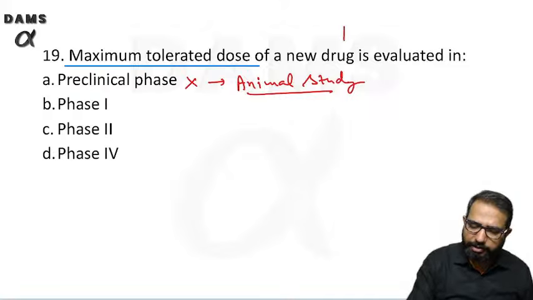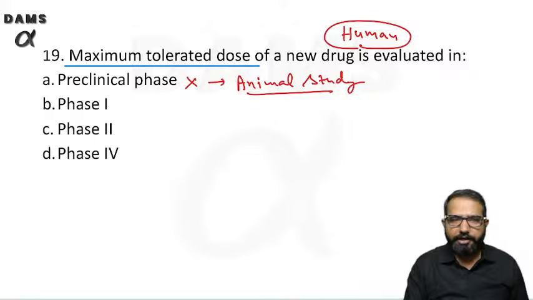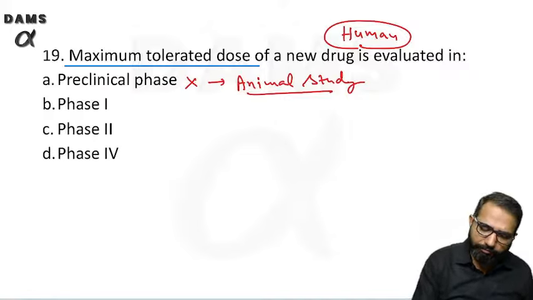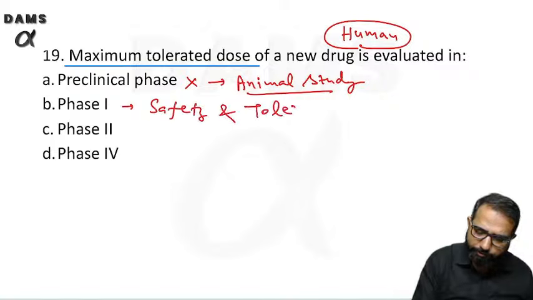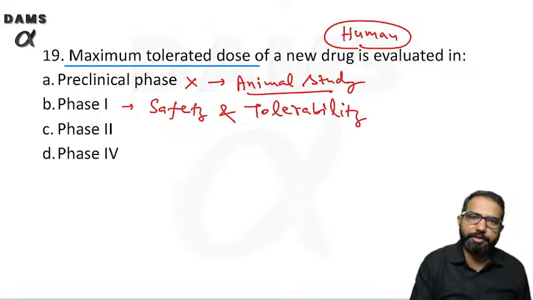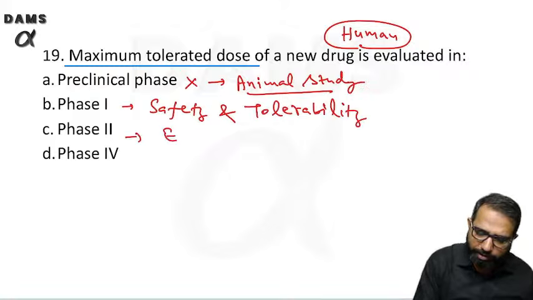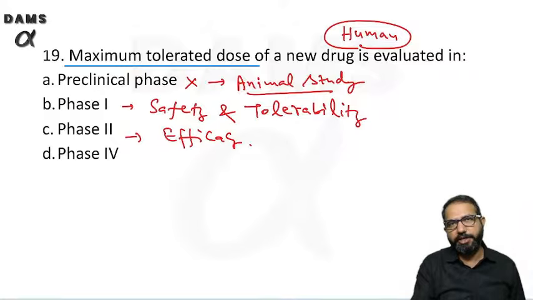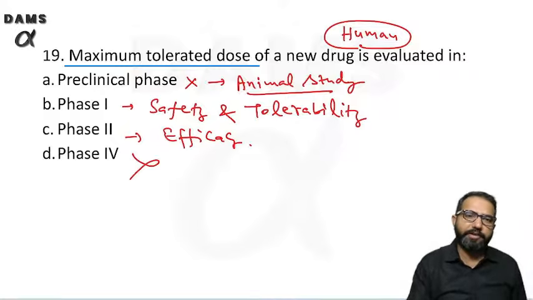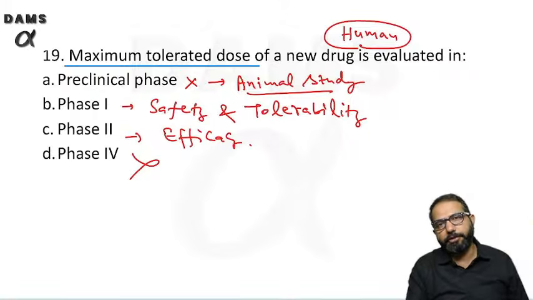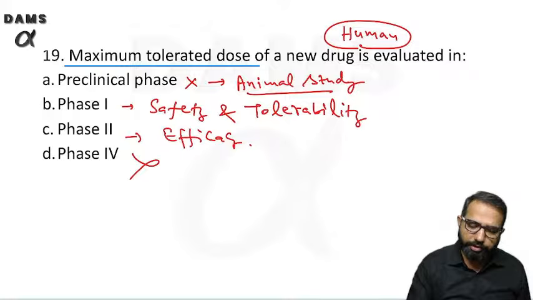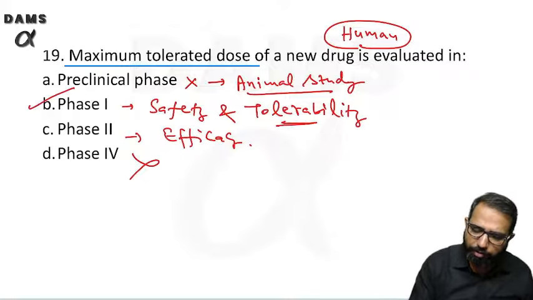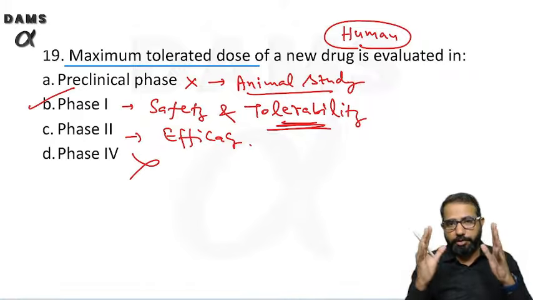If nothing is written, and they say new drug, that means we are talking about humans. In human studies, preclinical is not for humans. In phase 1, you will come to know about the safety and tolerability of a drug. In phase 2, you will come to know mainly about the efficacy, but also safety, but efficacy is main. Phase 4 is the post-marketing phase, after marketing approval.